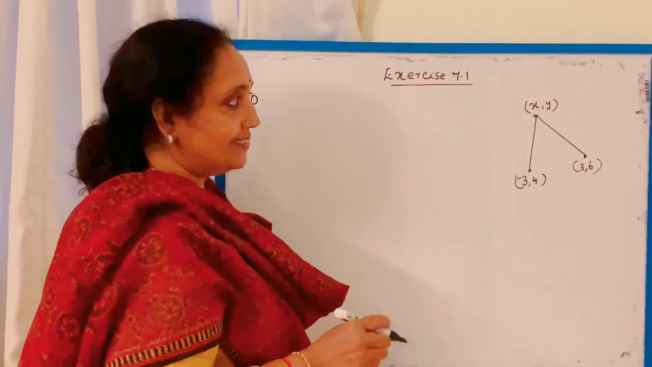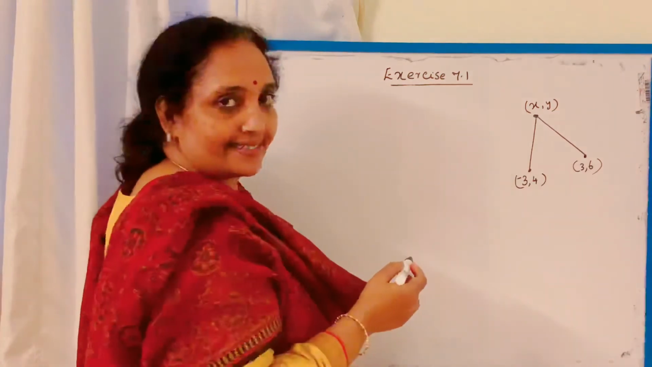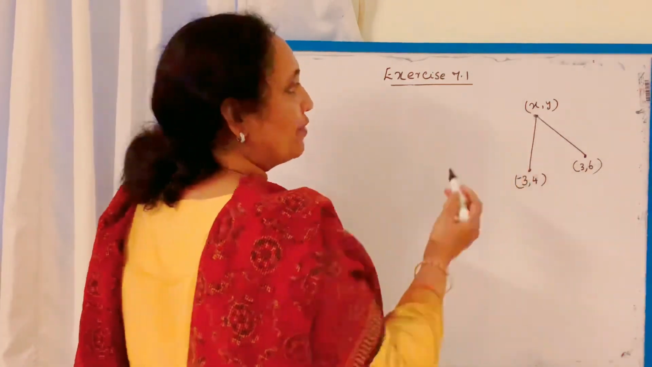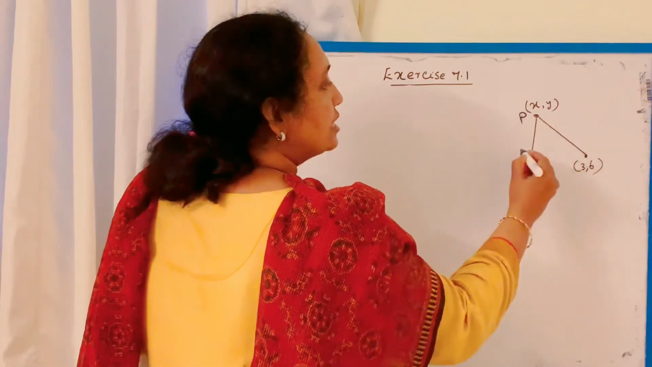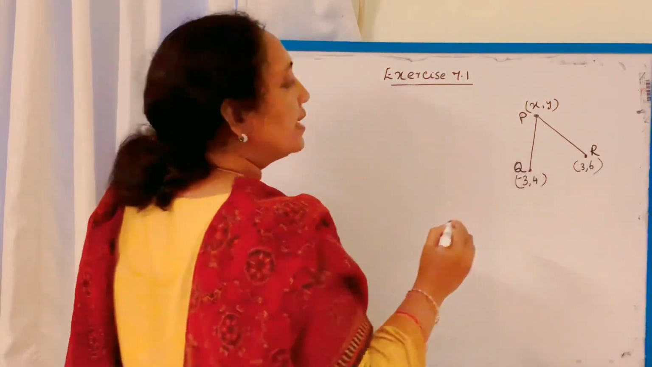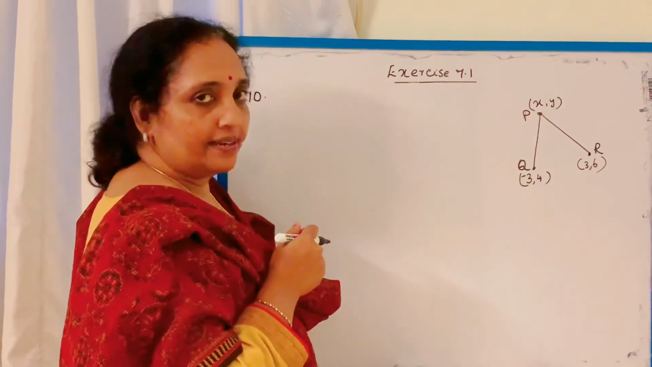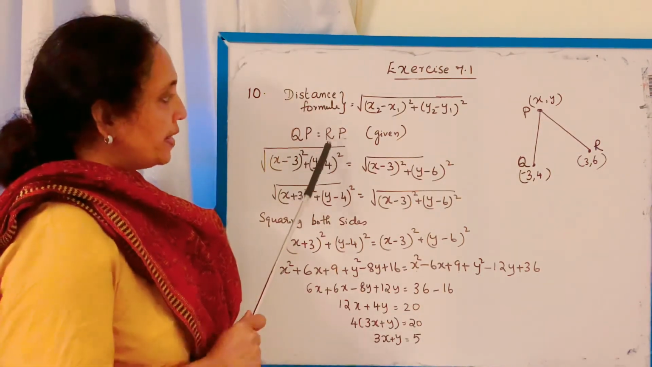In question number 10, given that this point is equidistant from these 2 points. Okay, and the question is to find the relation between x and y. Okay, here you give names for these points. This is P, Q, R. Okay. Now given that PQ and PR are equal, so we can apply distance formula. Okay. Look here, QP and RP are equal.